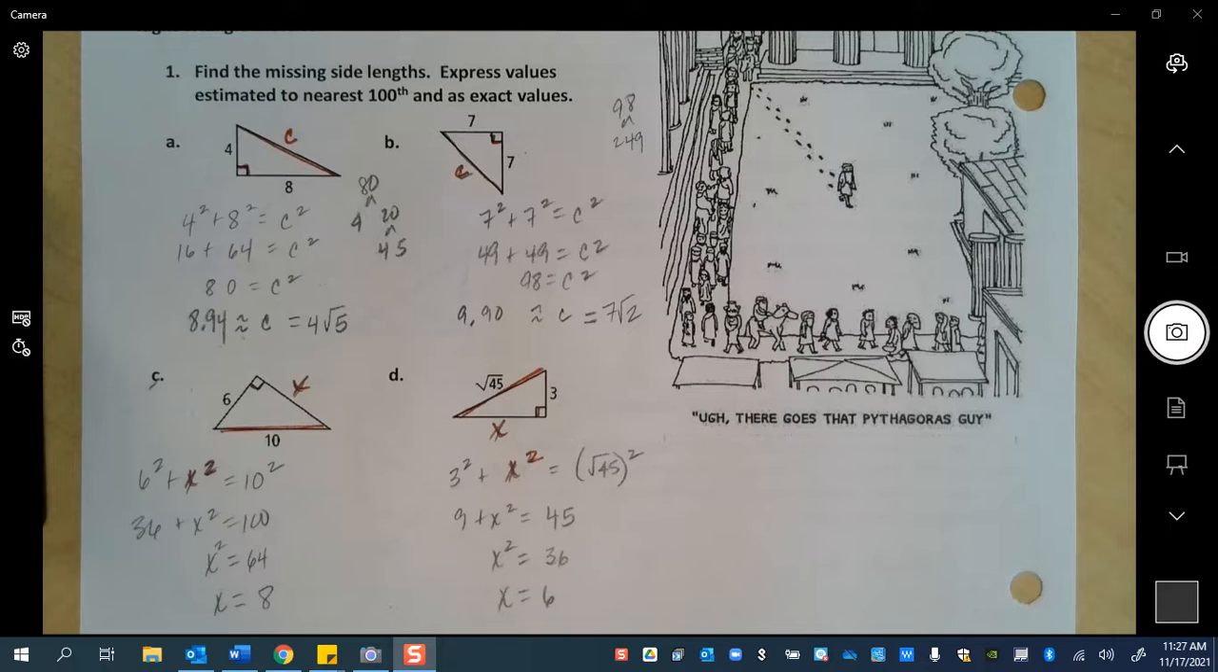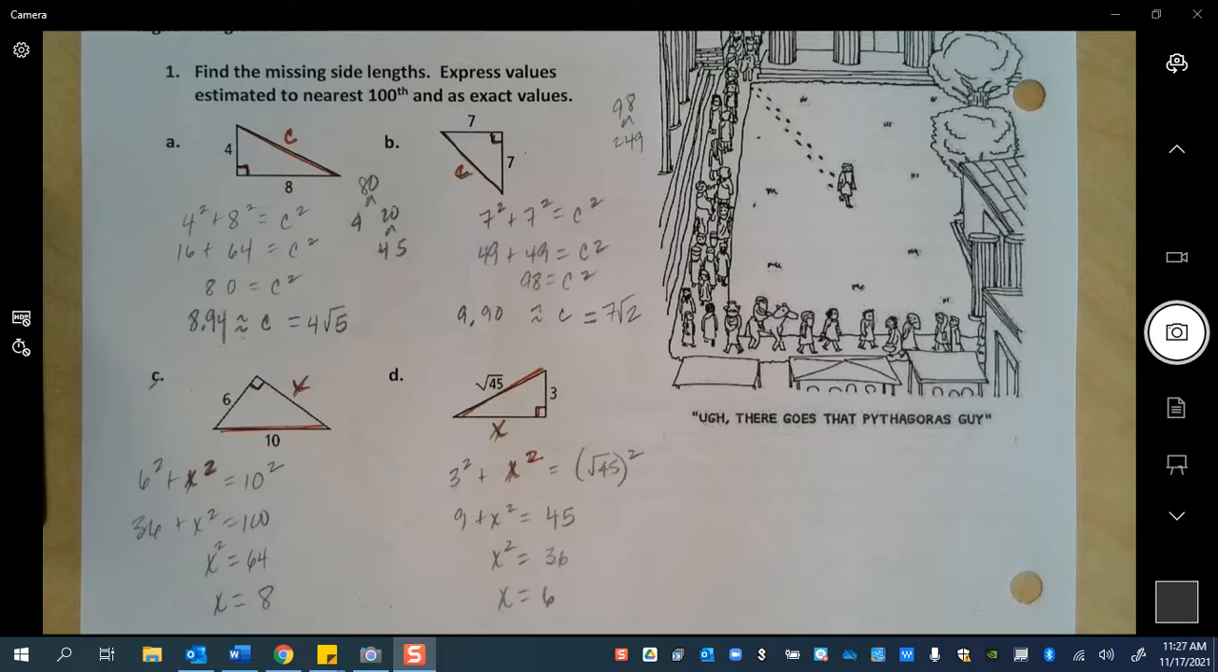All right. 4 squared plus a squared is equal to c squared. I square 4, I square 8, I add them together. And I have to be able to express my answers in two ways. I need an exact value and a value that's rounded to the nearest hundredth.